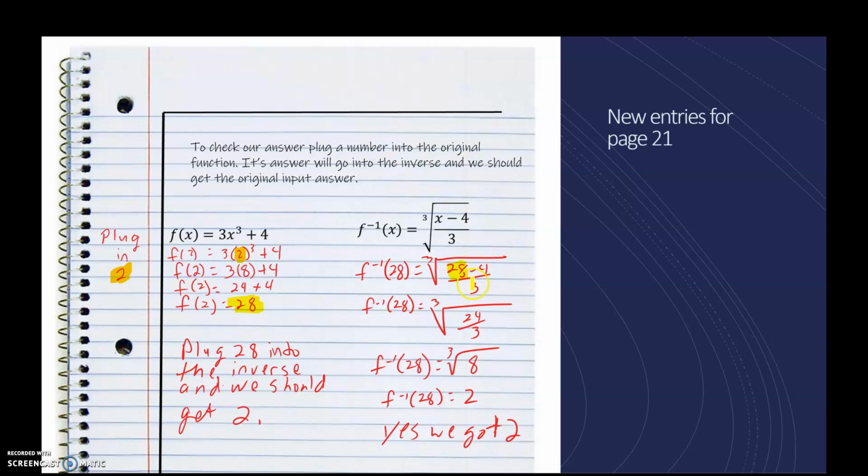And so 28 minus 4 is 24. Divided by 3 is 8. The cube root of 8 is 2. And I sure as heck did get my 2 back. And that just shows that they're inverses. It's a nice little way to check it.